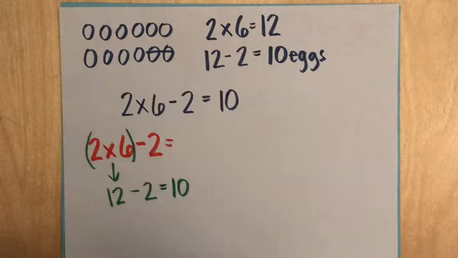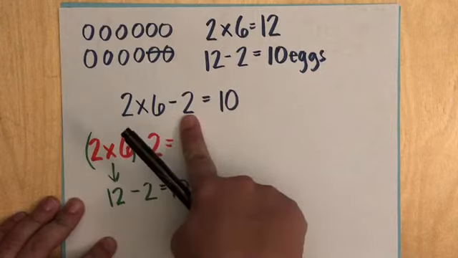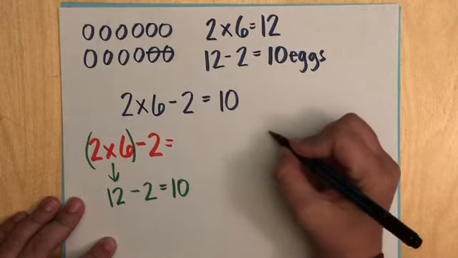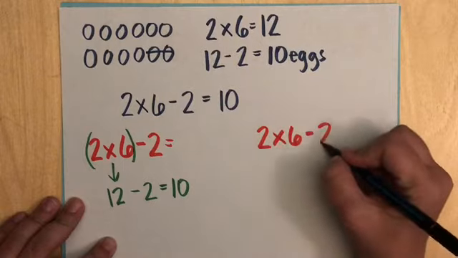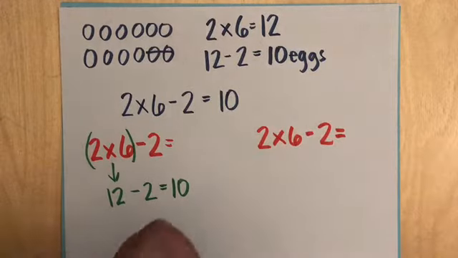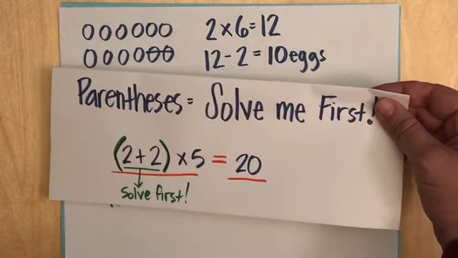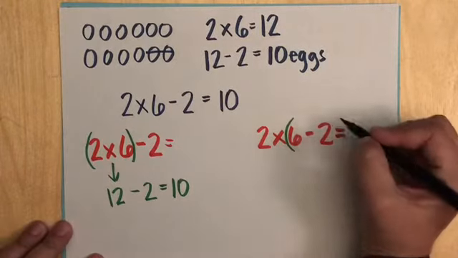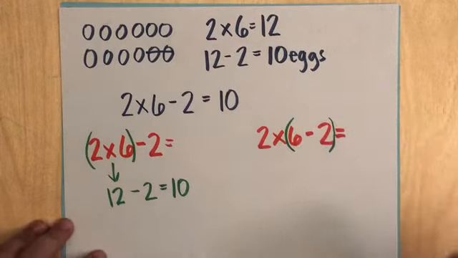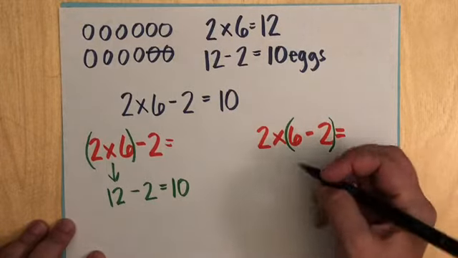Let's see what happens when we do the subtraction first. On your notes, rewrite the equation that we started with, and let's see if we still get 10 by doing subtraction first. So 2 times 6 minus 2 equals. Remember, parentheses mean to solve me first. This time we're going to be solving the subtraction first. So put your parentheses around the 6 and the 2. After you've done that, let's go ahead and start solving together.